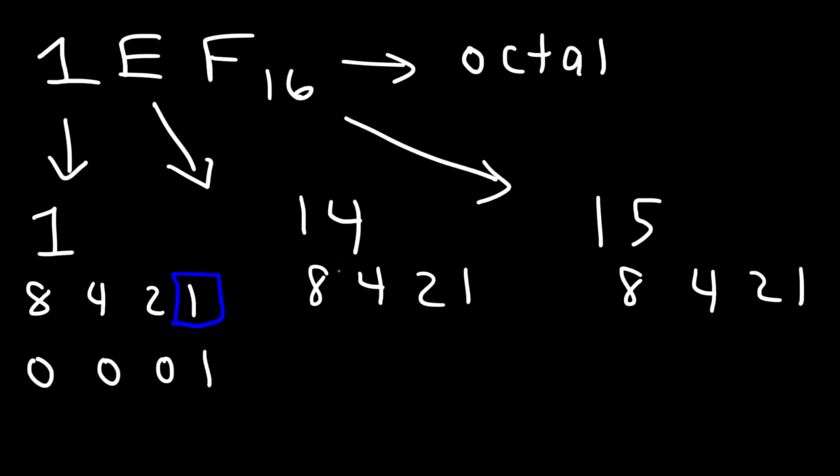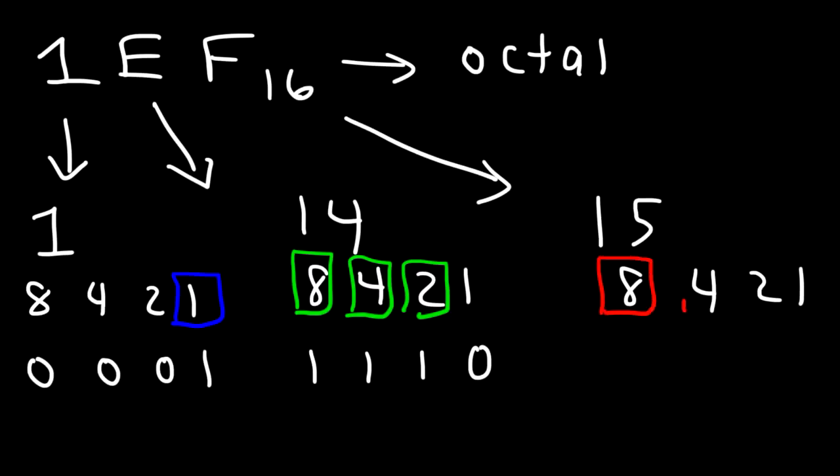To get 14, we need to add up 8 plus 4, which is 12, plus 2. And so this is going to be 1110. So every number that we use, replace it with a 1. To get 15, we need to add up all 4 of these numbers. So it's going to be 1111.